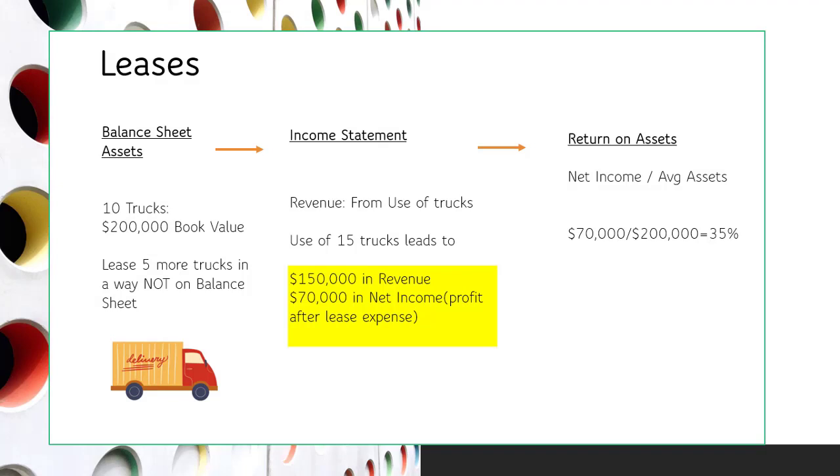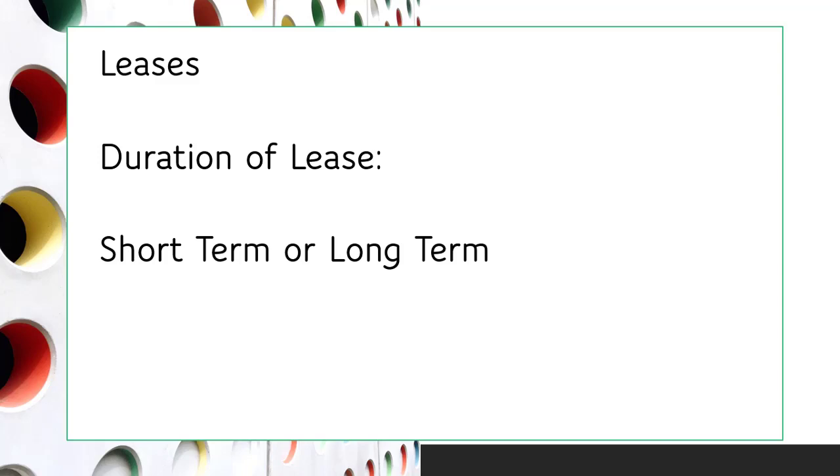Now we have $70,000 in profit, but the assets stay at 10 trucks or $200,000. So instead of a 25% return on those assets, it looks like we're getting a 35% return on assets. It's not that we're making a lot more profit from the same trucks. It's that we're making more profit because we have more trucks, but we're able to keep those trucks off because we've used leases. This is a tool managers have used in the past to have some control over the financial statement analysis and evaluation.